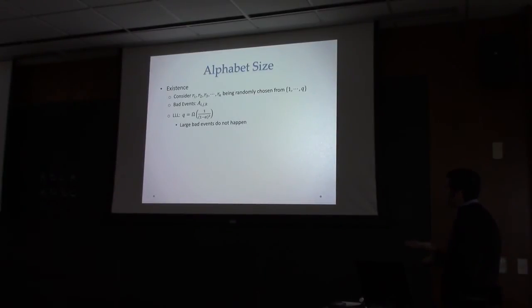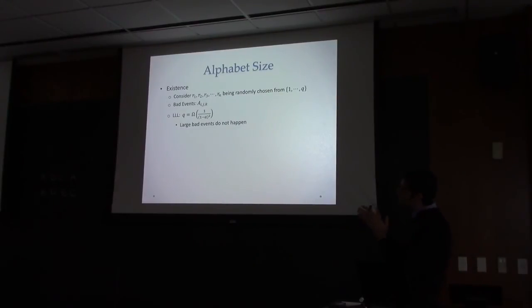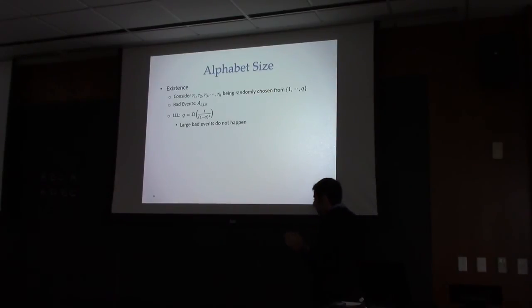There's a little bit of a technicality here. You can show that these bad events do not happen for bad events that are large enough, where k minus i is large enough, because for very small intervals, the probability of being bad is too large.